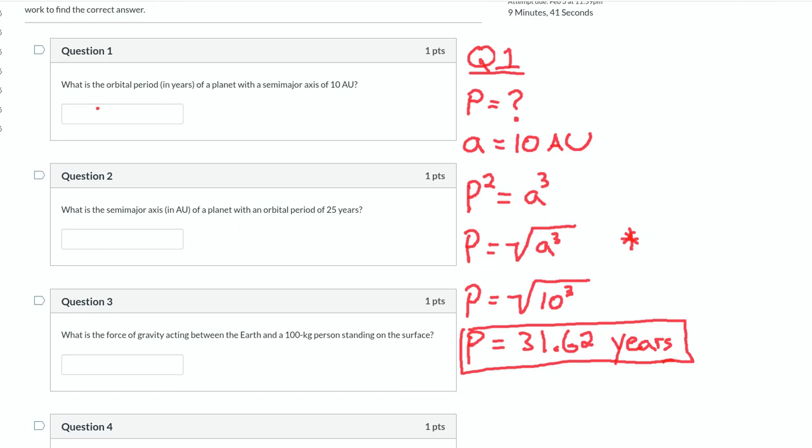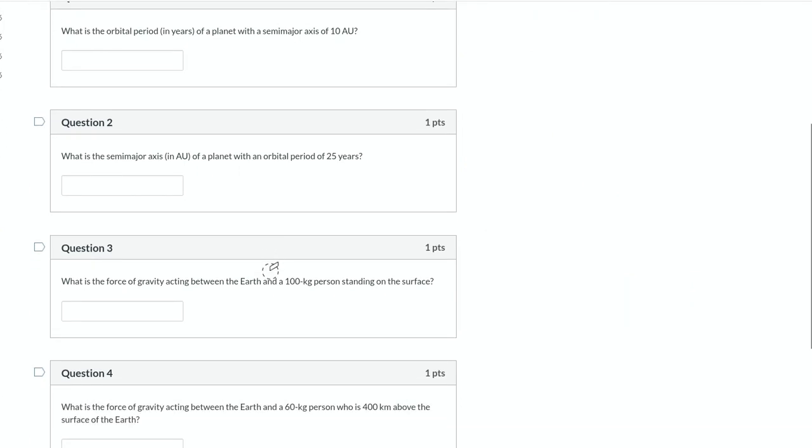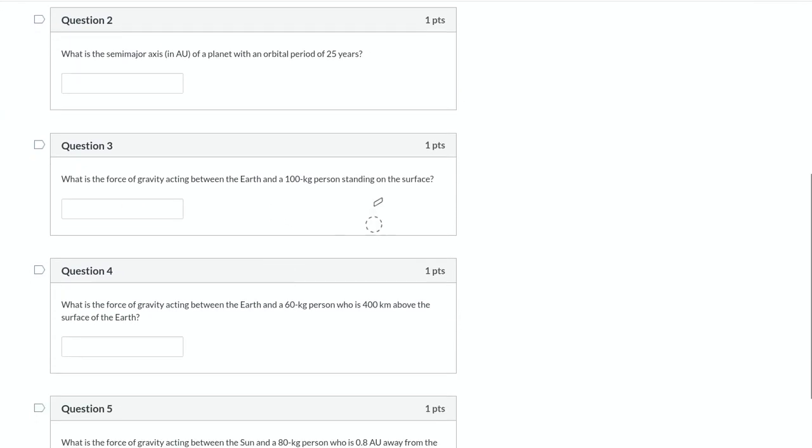Let's take a look at question 2. I'm just going to scroll down a little bit here. All right, now question 2 is asking a similar question, although a little different. Let's take a peek. Q2. It says, what is the semi-major axis of a planet with an orbital period of 25 years? So we're being asked sort of the opposite question here. So what is the semi-major axis? So A equals question mark of a planet with an orbital period, P equals 25 years.